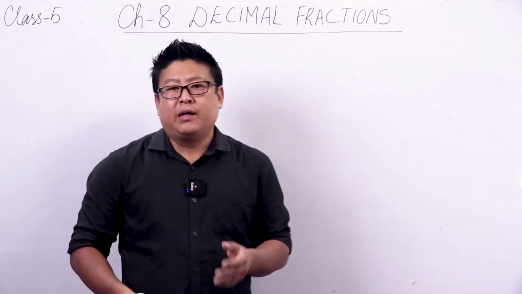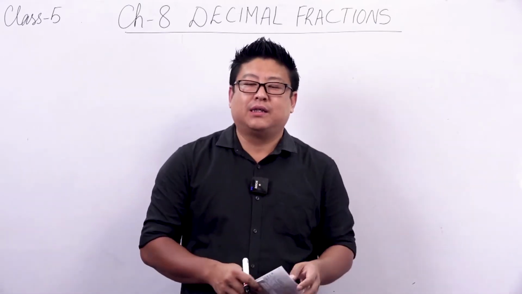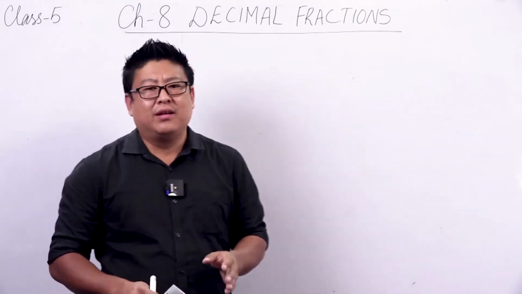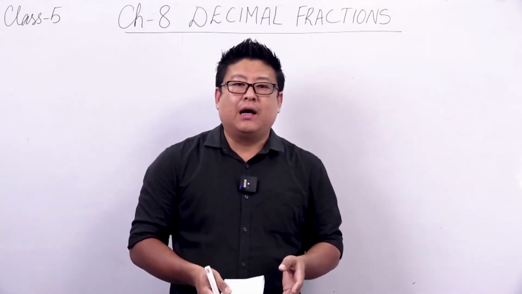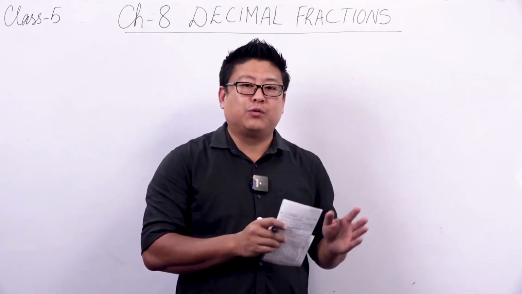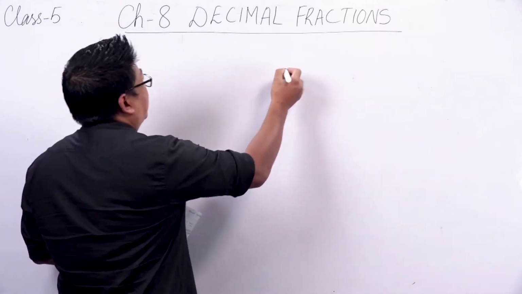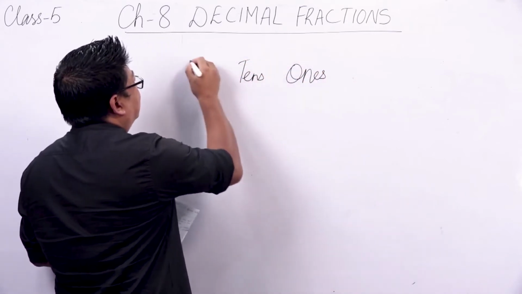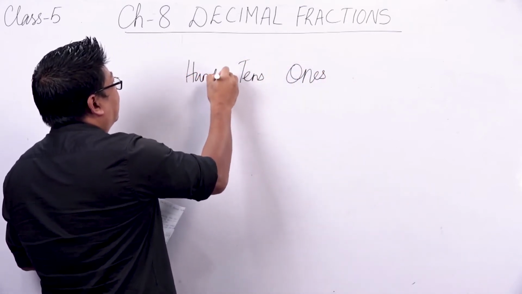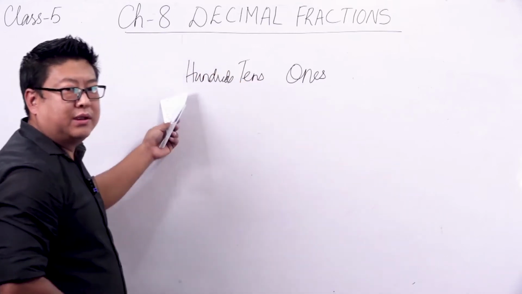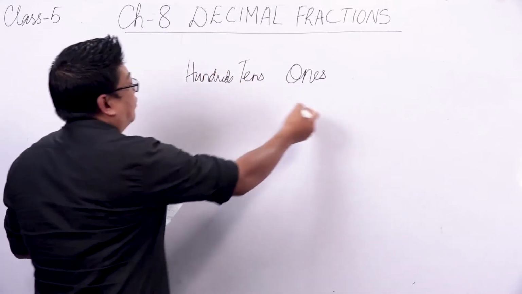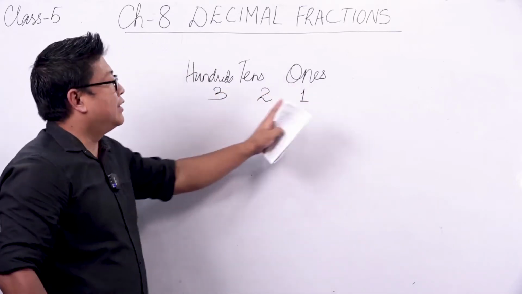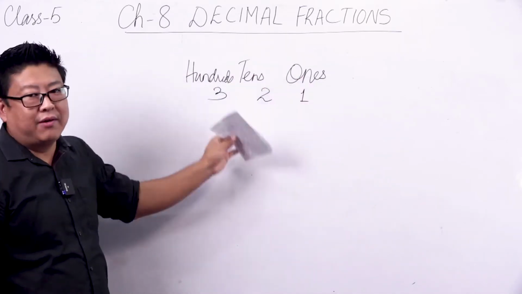So a few lessons back, we have already learned about place values. Place values for normal numbers is what we have read. Place values usually start from the left: ones, tens, hundreds, and it goes on, thousand, 10,000. So for example, you can write here 321. We know this, we have already read this.